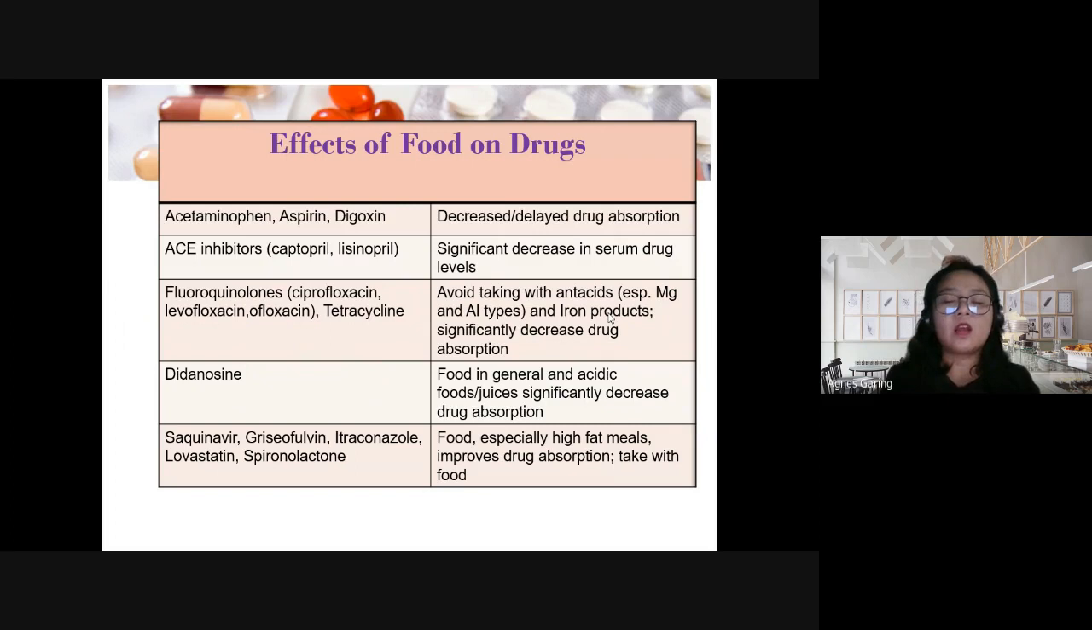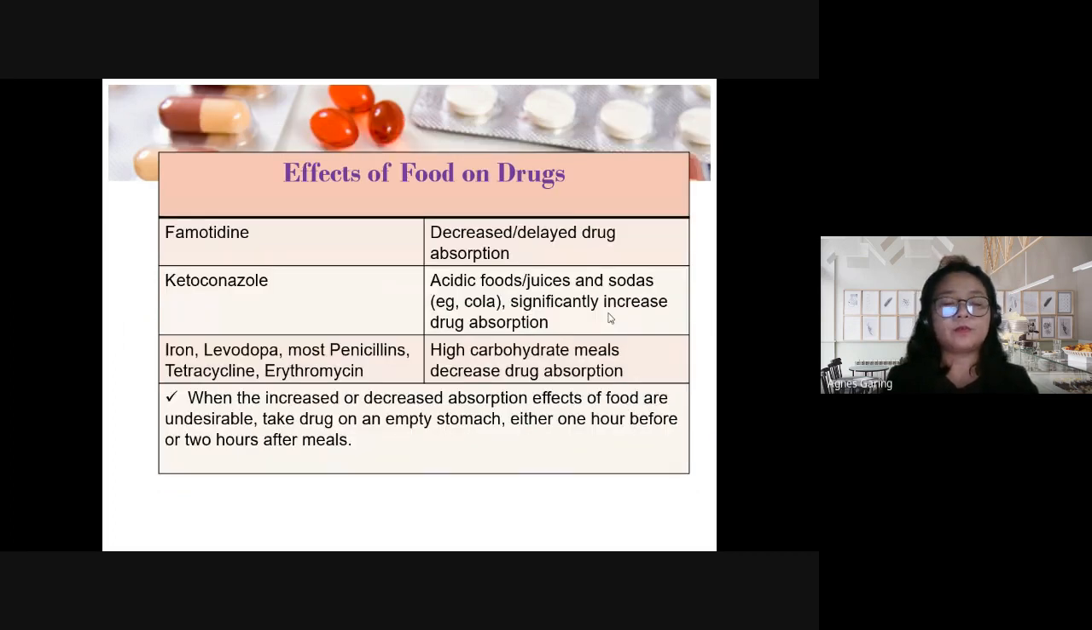And then this one, griseofulvin, itraconazole, lovastatin, spironolactone. So this should be taken naman with high fat meals because especially the griseofulvin improves drug absorption if it is taken with food. Then famotidine, decrease drug absorption if it's taken with food. Ketoconazole, ito yung na-mention ko kanina, it should be taken with acidic food, juices and sodas because it will significantly increase the drug absorption, especially if you are dealing with fungal infections, diba? It is desirable that the ketoconazole will have an increase in drug absorption.